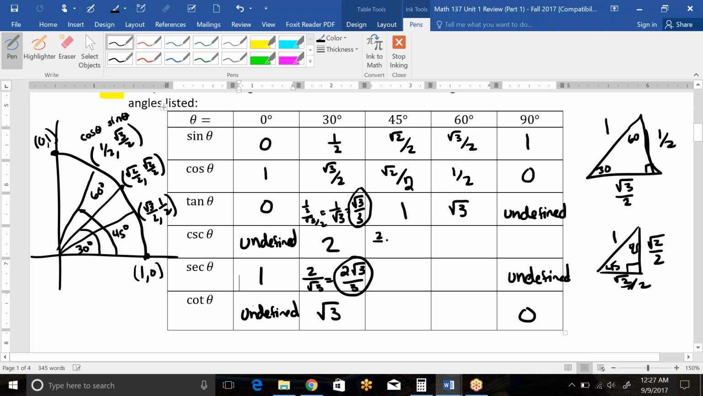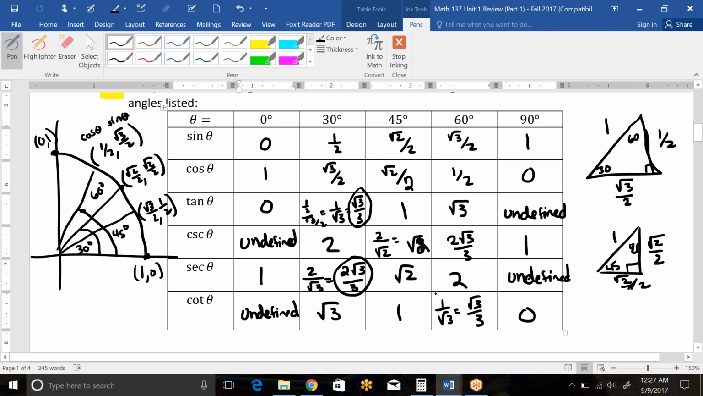These would become 2 over the square root of 2, which if we rationalize is just square root of 2, because you get 2 square root of 2 over 2, so the 2's on the outside cancel. So this one's also square root of 2. 1 flipped would just be 1. This would be the 2 square root of 3 over 3 again. This would be a 2 over 1. This is 1 over square root of 3, which is square root of 3 over 3. And the final one is if you flip 1, you get 1.